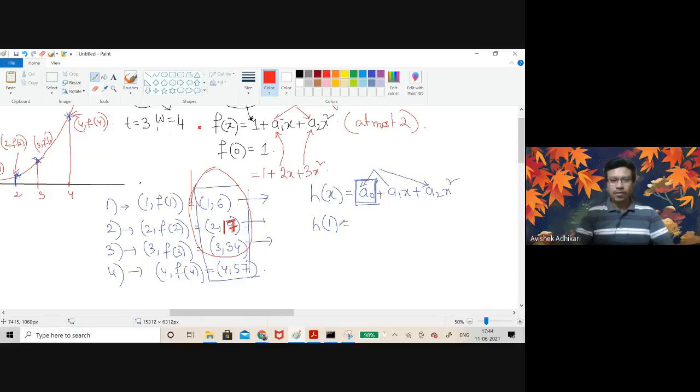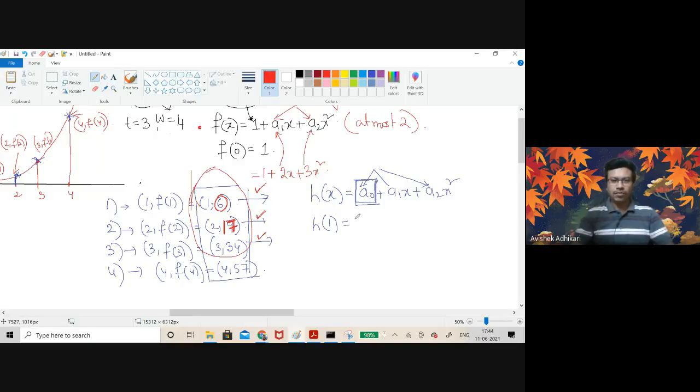So h of 1, what is h of 1? H of 1 must be this value, 6. What is h of 1? H of 1 is the evaluation of the polynomial at this point. So they do not know the polynomial, but they know the value of h of 1 is 6 because the first participant is there. So these 3 participants come together to open the secret. How are they going to do that? They are now going to solve a system of linear equations.